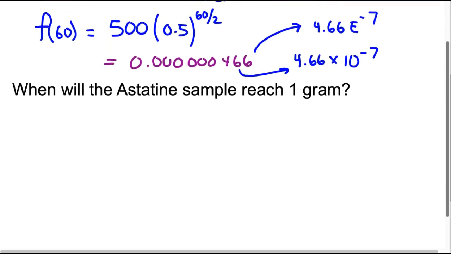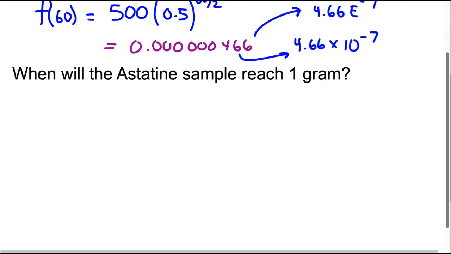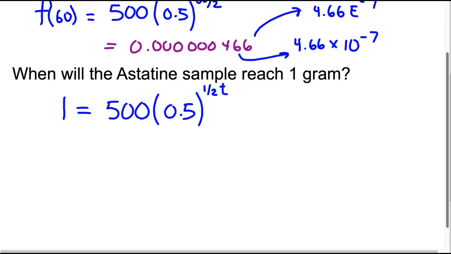Whew, all right. The very last example, it says, when will this stuff reach only 1 gram? So we maybe want to know what year will it have only 1 gram left? Well, we're going to have to use a log. We say 1 equals 500 times 0.5 to the, and now this is where the different part comes in, t over 2, or 1/2 t, right? Because you've got to take the t and divide by 2. And dividing by 2 is the same as multiplying by half.